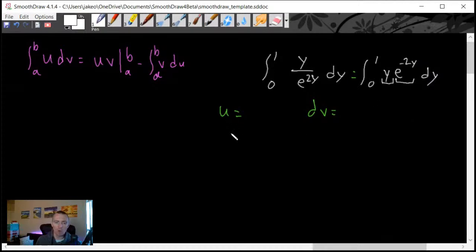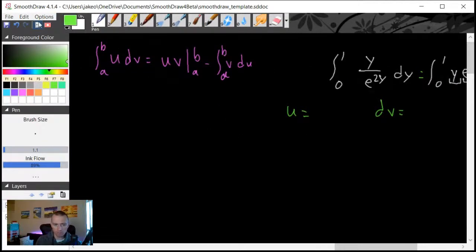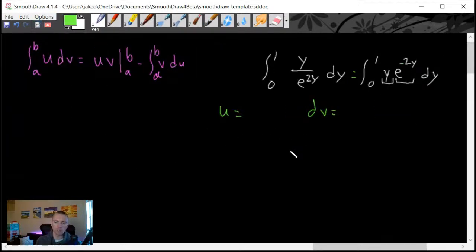So now we need to figure out what's our u, what's our dv. What's the thing that we want to integrate? What's the thing we want to take the derivative of? Well, in general, with integration by parts, if you have one of your two terms being an exponential like this, it's not really going to make a difference typically, as long as your power is just some constant times your variable, like in this case, e to a constant times y.